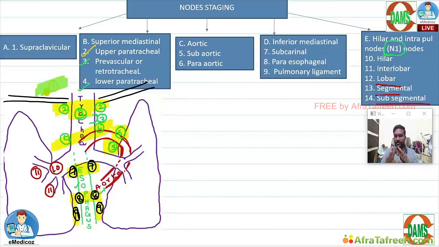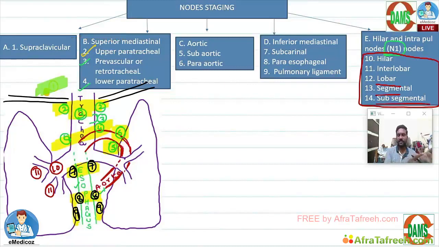No need to know much about this, but whenever they ask you what N1 nodes are, you must know this. It consists of hilar nodes, according to the anatomy. At the hilum, the lung is large. From the hilum, when it goes into lobes, gradually the substance of the lung is getting divided: interlobar, lobar. And how is a lobe divided? Segments, so segmental. How is a segment divided? Subsegmental.